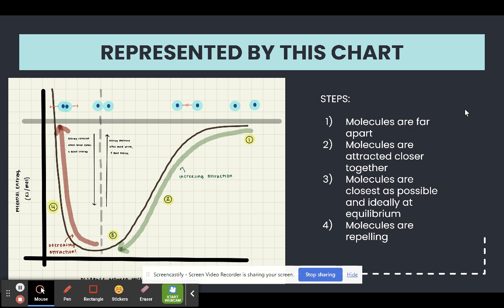At step 3, the atoms get as close as possible and reach an equilibrium, meaning that it is at its maximum bond order and bond energy. Here, the bond length is very small. However, as the interaction increases, they eventually repel each other.